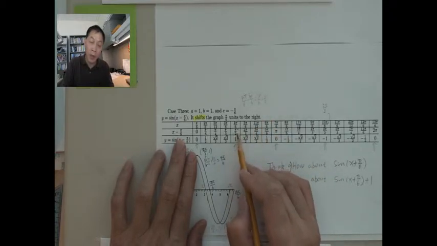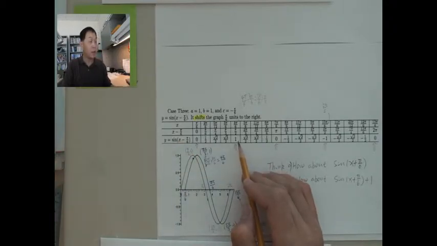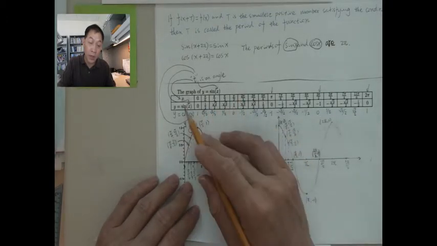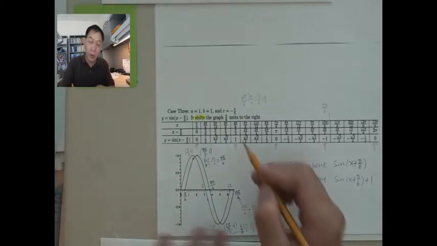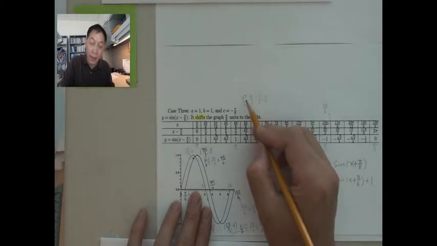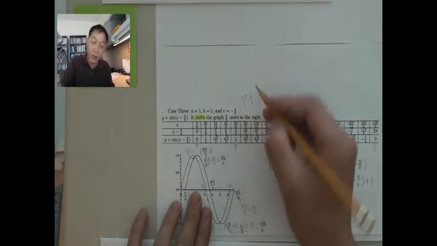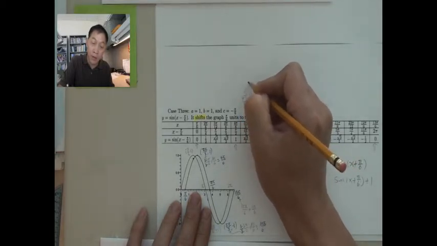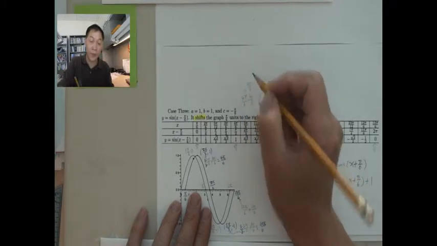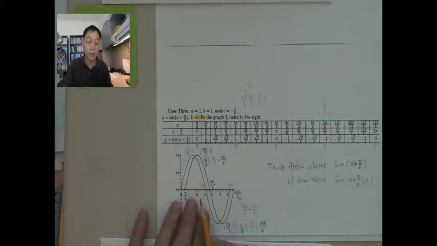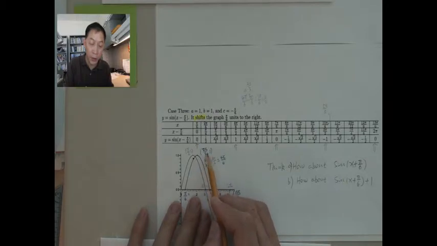But we know sine pi over 2 is 1. I'll refer back here: sine pi over 2 is 1. Then 4 pi over 6, you cancel the common factor 2, that's 2 pi over 3, right? So here is 2 pi over 3, 1. So when x equals 2 pi over 3, you have the highest point.